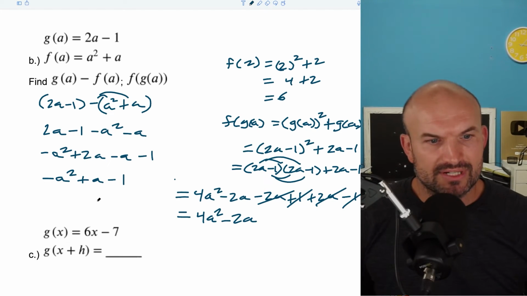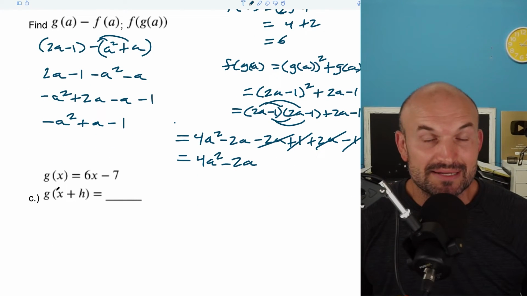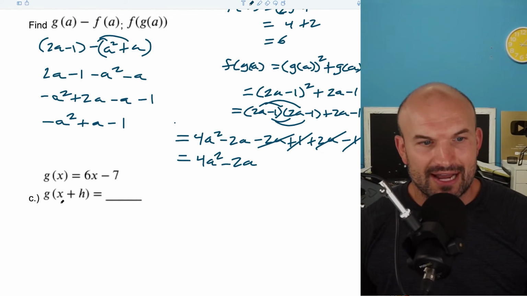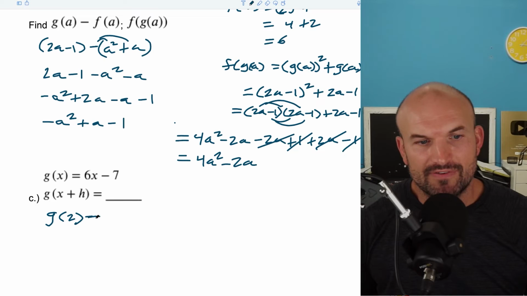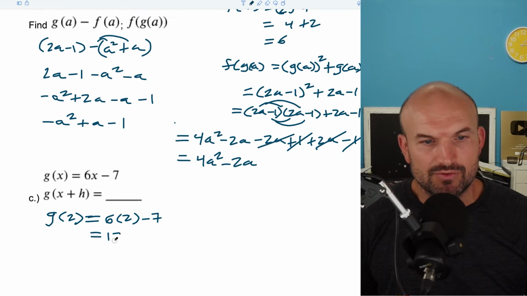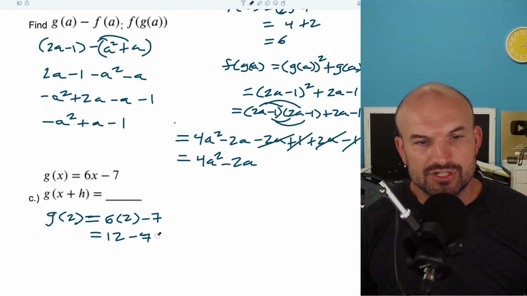In the next example, we're just going to do the same thing, but you can see sometimes it can even get more confusing. What if I have this expression x plus h? Again, do the same thing. Like g of 2, what would that be? Well, if I said g of 2, then you do 6 times 2 minus 7. 6 times 2 is 12, minus 7, which is just going to equal 5.